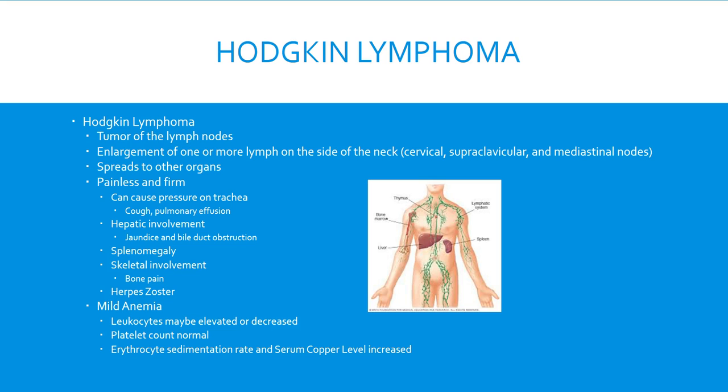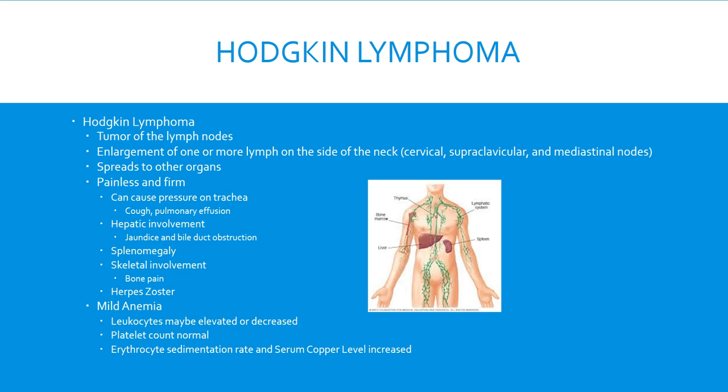Hodgkin lymphoma is a tumor of the lymph nodes, with enlargement of one or more lymph nodes on the side of the neck. It could be cervical, subclavicular, or mediastinal. It spreads to other organs. It's painless and firm, and can cause pressure on the trachea, which will cause coughing and pleural effusion. Hepatic involvement will cause jaundice and bile duct obstruction. This will also cause splenomegaly. Skeletal involvement will be bone pain.